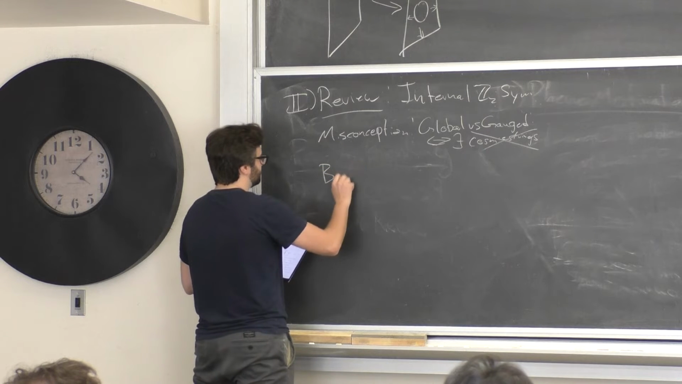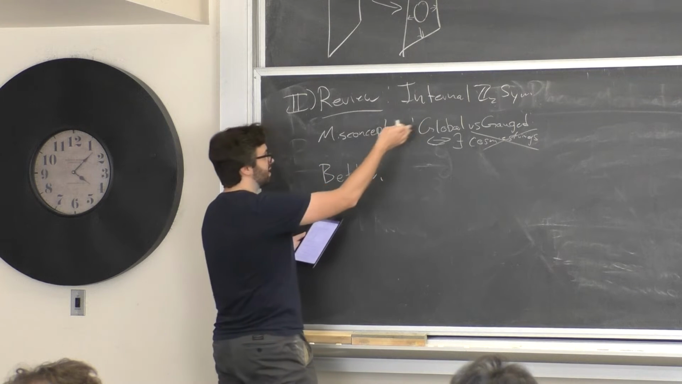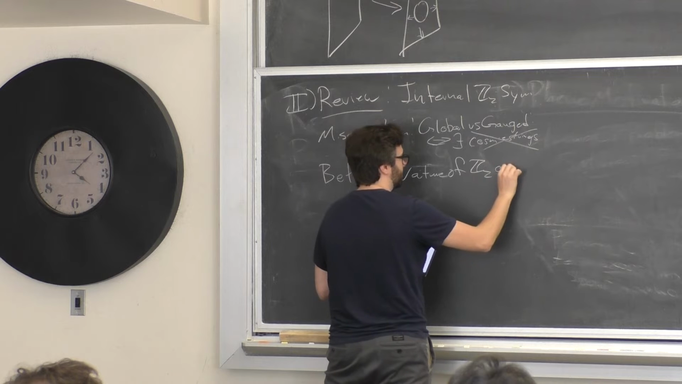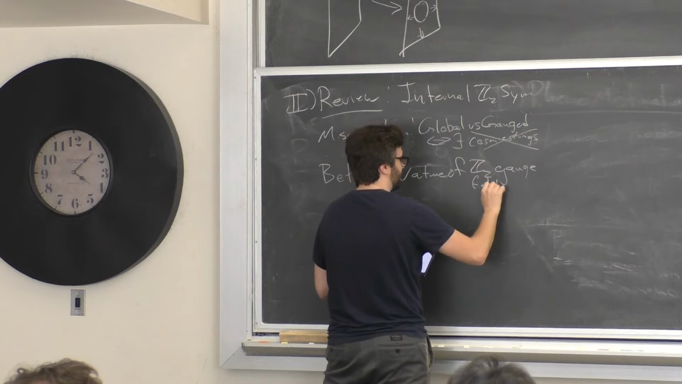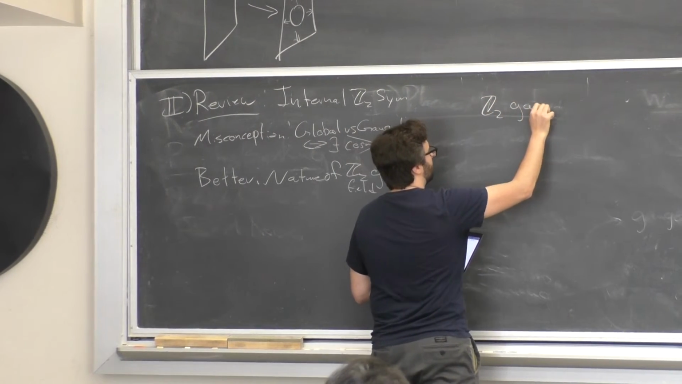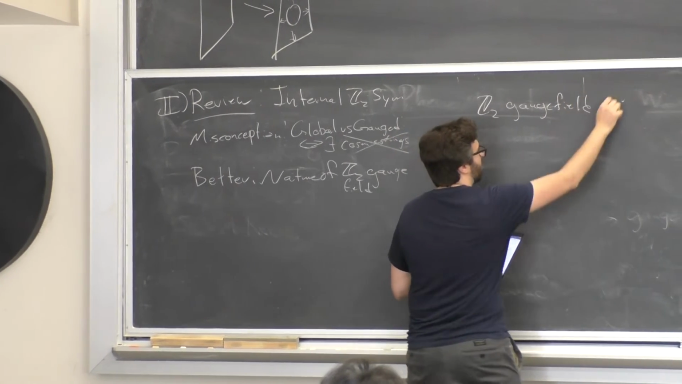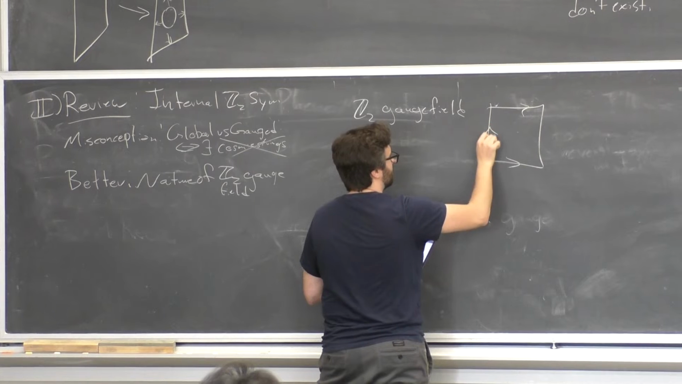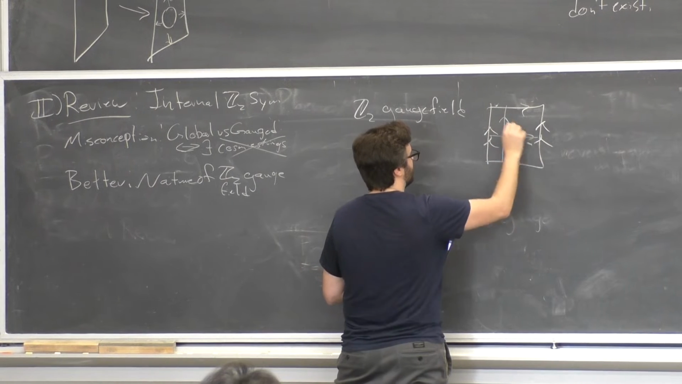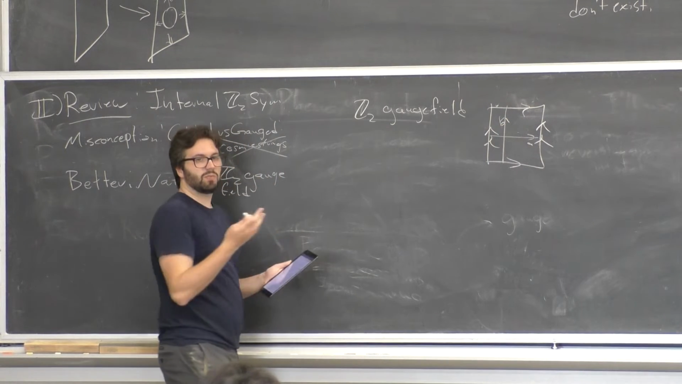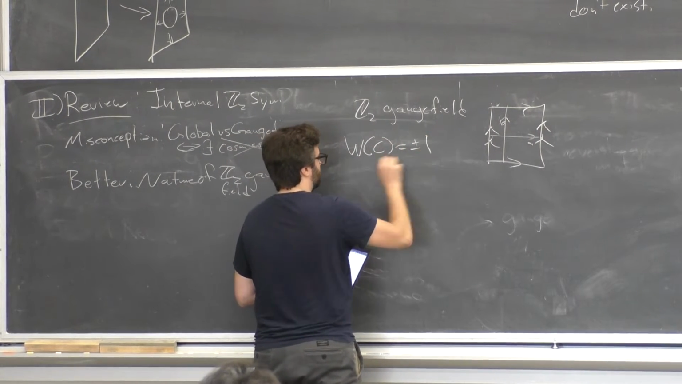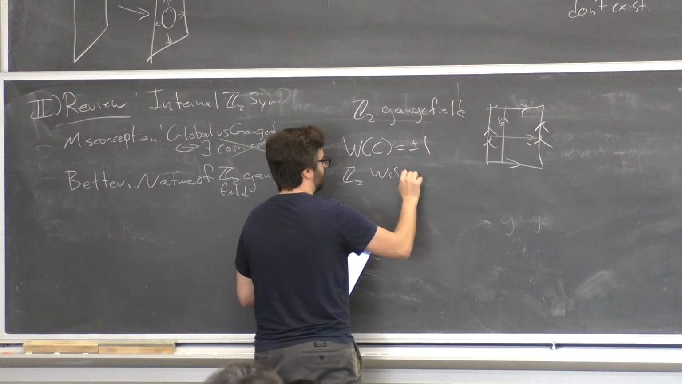A better distinction is that the difference is in the nature of the Z2 gauge field. Namely, whether it's a background or whether it's dynamical. So let me review the Z2 gauge field on some manifold. For example, we can take our space to be a torus. It has two cycles, call them A and B. And a Z2 gauge field is an assignment of a Z2 Wilson line, assigned either plus or minus 1, to each cycle.